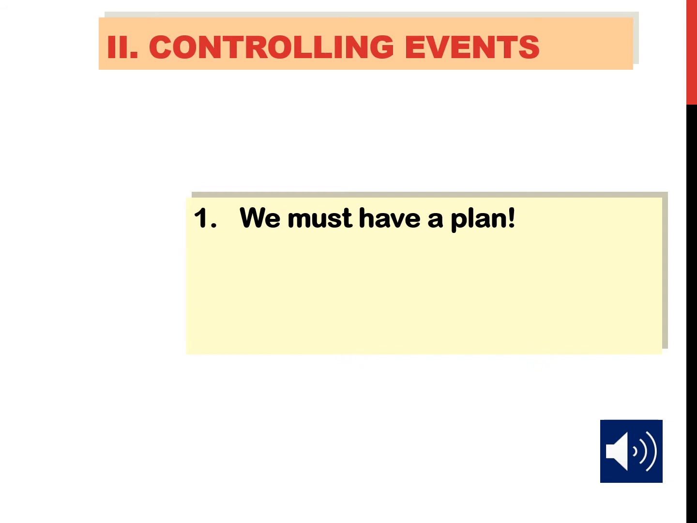Second, we need to plan for contingencies. We know that in particular situations, in particular unexpected events, we need to know what we will do, what will be our priorities, our goals, or what are the limitations of our project.